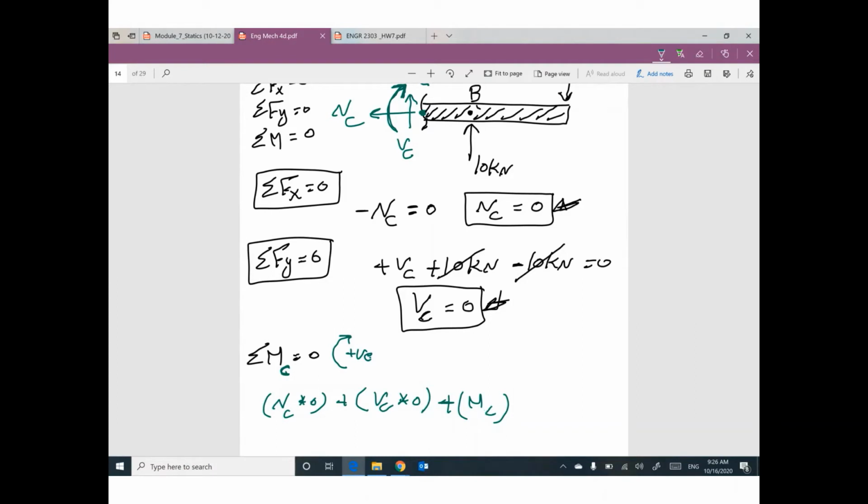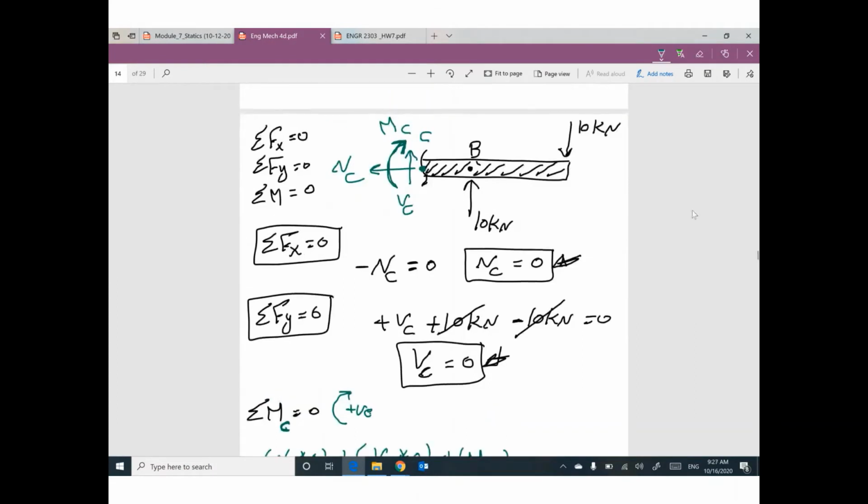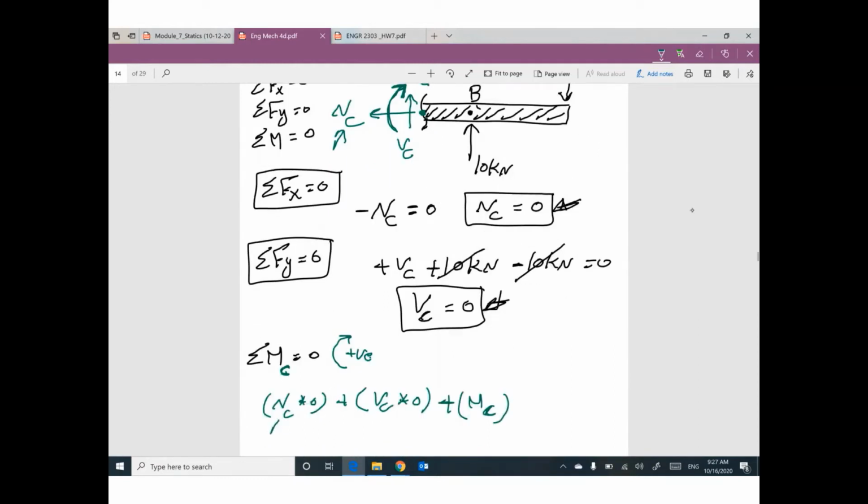NC is a force. It needs distance, and your distance is 0. VC is a force. It needs distance, and your distance is 0. MC is a moment. Do you think this moment needs distance? No. So I didn't add any distance. We don't need distance. Keep going.